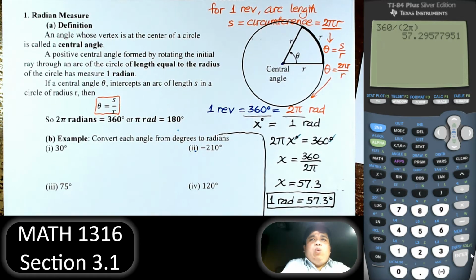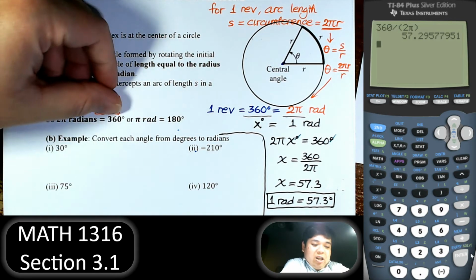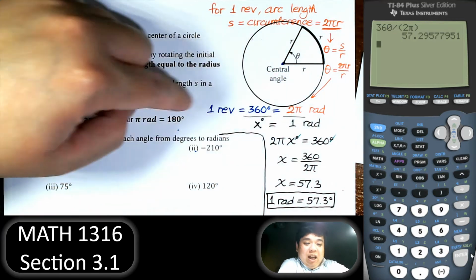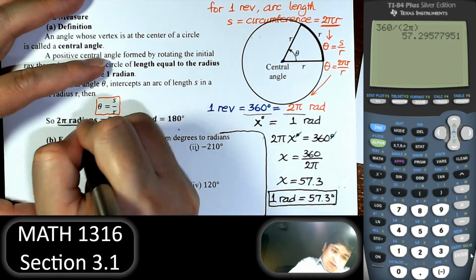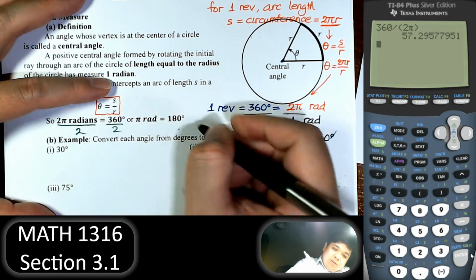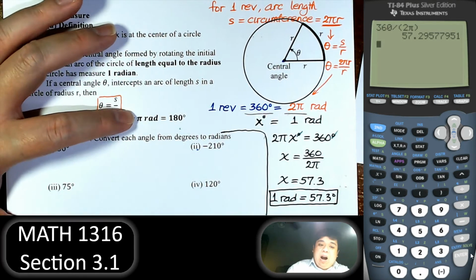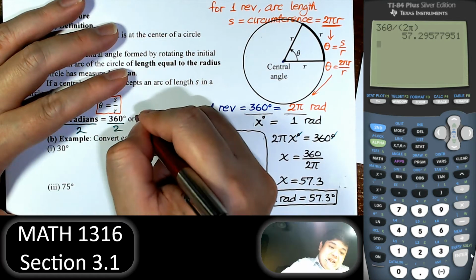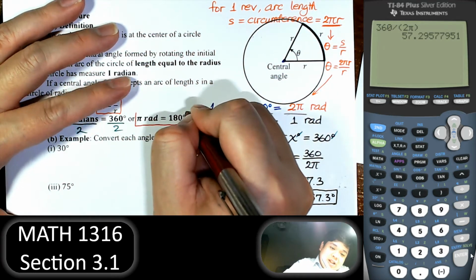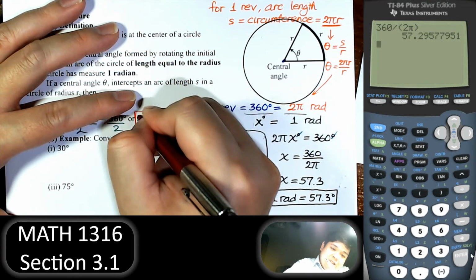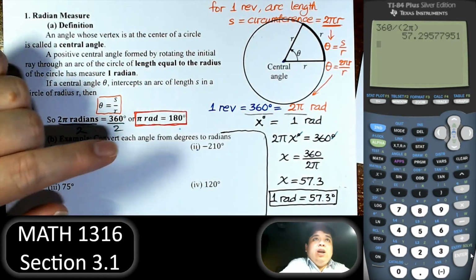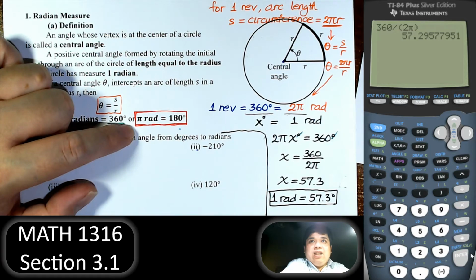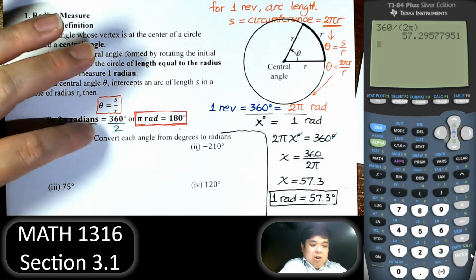Right, but we don't have to memorize that. Since 2 pi radians is equal to 360 degrees, divide everything by 2. We have pi radians is equal to 180. This is what we need. We're going to use that and only use that. Don't need to do all of this or memorize that.